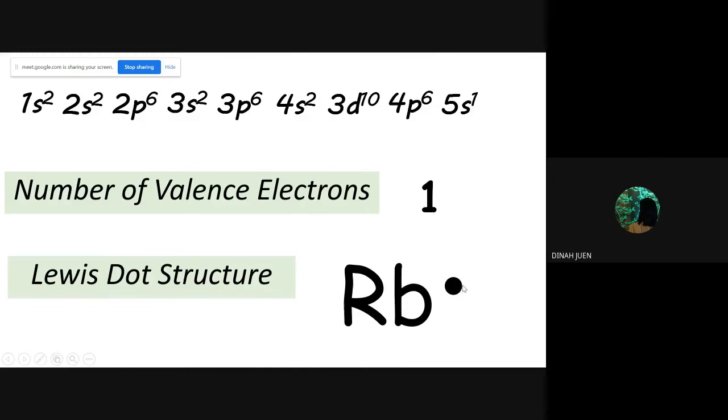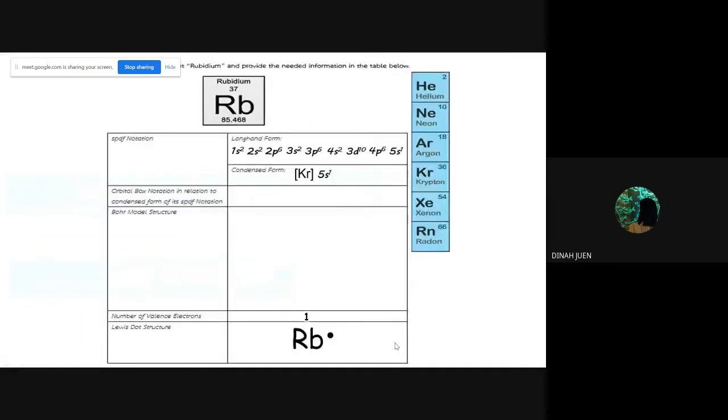As I've said, if you don't want to put it here, you can put it here. If you don't want to put it here or here, you can put it here. So this is the answer. We now have the answer for the number of valence electrons and the Lewis structure. We are still trying to find the answer for the orbital box notation and Bohr model structure.